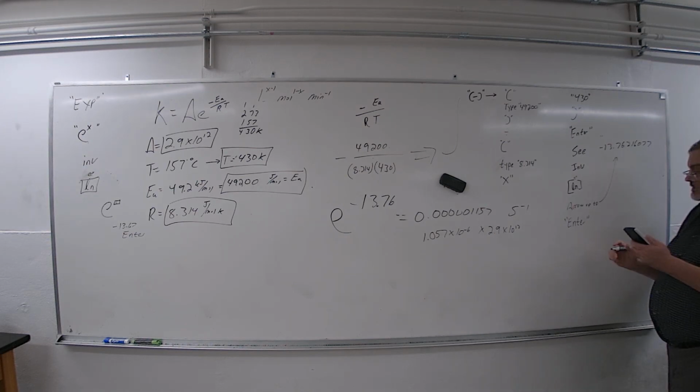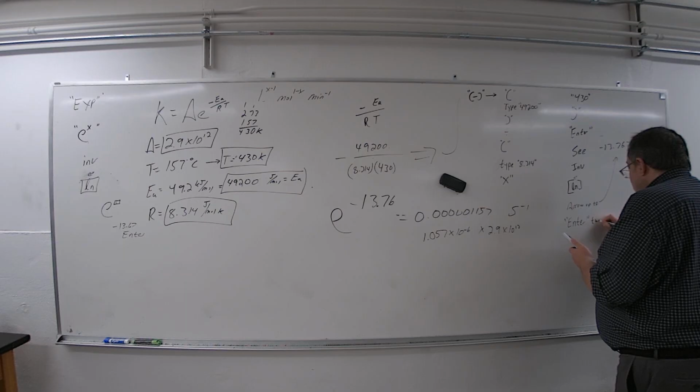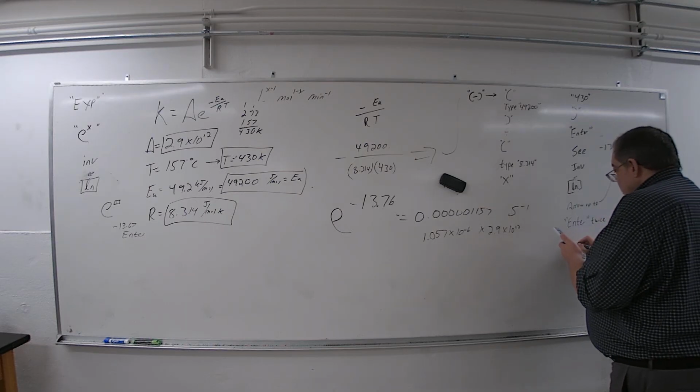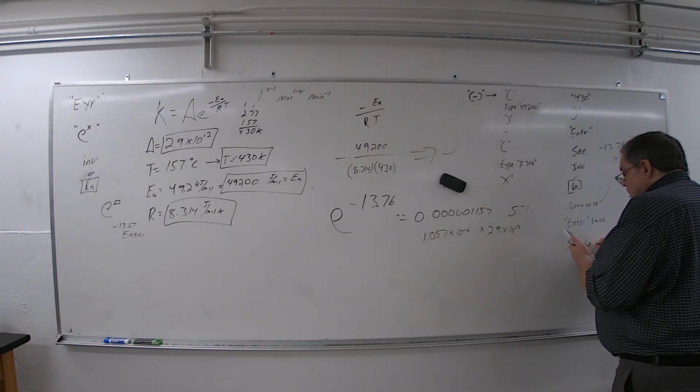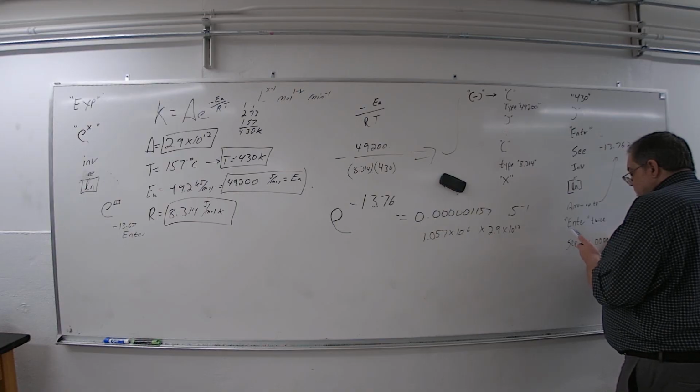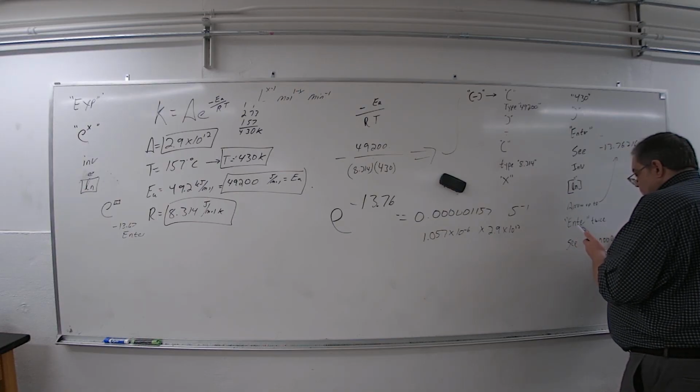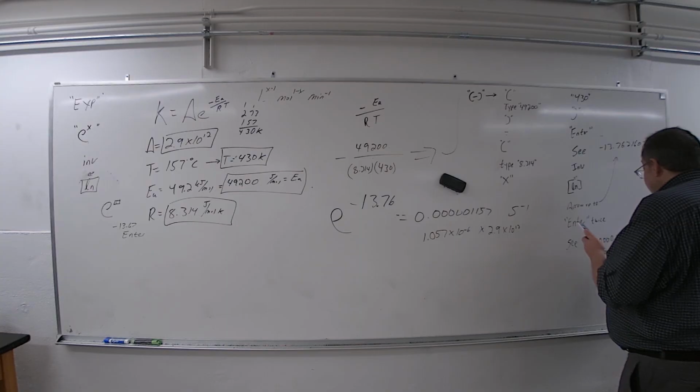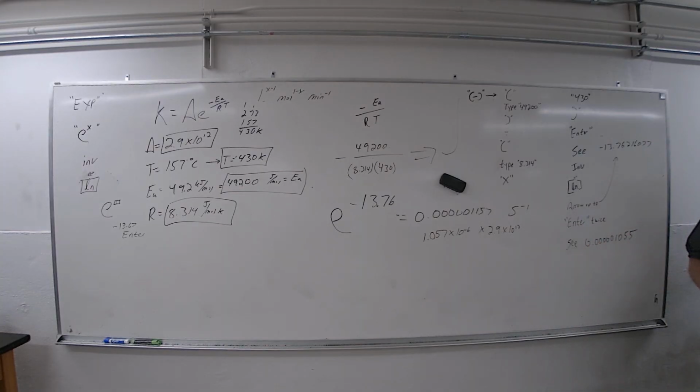Guess you have to enter twice. And C 0.00000155. Y'all get that? Can you do it? You are going to have to do it on the test. I did it in a spreadsheet.